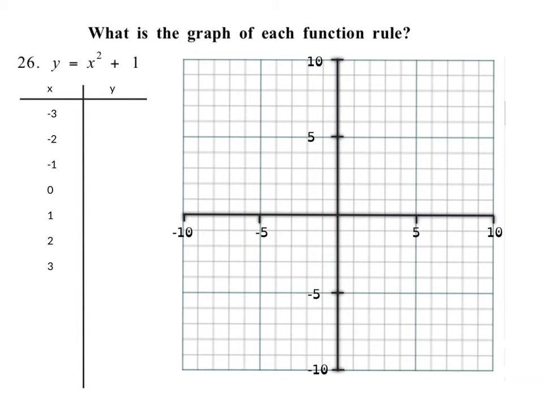But you should know how to square something. If we square this number, the rule says square the x value and then add 1. So if we square negative 3, negative 3 times negative 3 is positive 9, plus 1 more is 10. Okay? Squaring negative 2, negative 2 times negative 2 is 4, plus 1 is 5. Squaring negative 1, negative 1 times negative 1 is 1, 1 plus 1 is 2. Squaring 0, 0 squared is 0, plus 1 is 1.